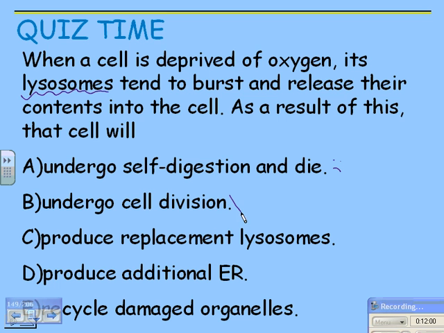Undergo cell division? No, that happens when things are going well. Produce replacement lysosomes? Well, if only one of them broke, maybe. Produce additional ER? What does that have to do with anything? Recycle damaged organelles? Well, they would, but not if they're going to burst. So the answer here is undergo self-digestion and die. It is good sometimes.